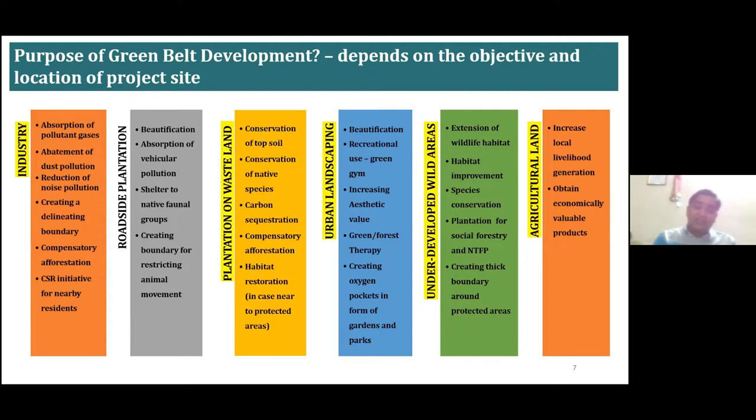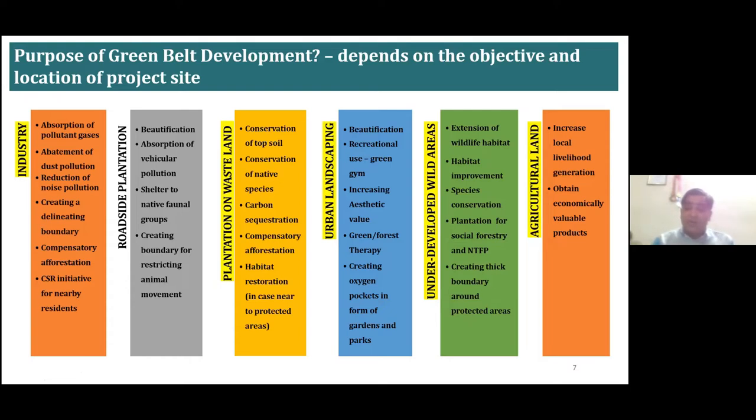If we are selecting species for roadside plantation, you can see this is for beautification, absorption of vehicle pollution, shelter for native faunal groups, and creating a boundary for restricting animals. If we are going to select plantation on wasteland, we have to select the species on the basis of the wasteland characteristics. If we are selecting species for urban landscaping, we have to consider beautification, recreational use, green gym, increasing aesthetic value, green forest therapy, and creating oxygen pockets in the form of gardens and parks.